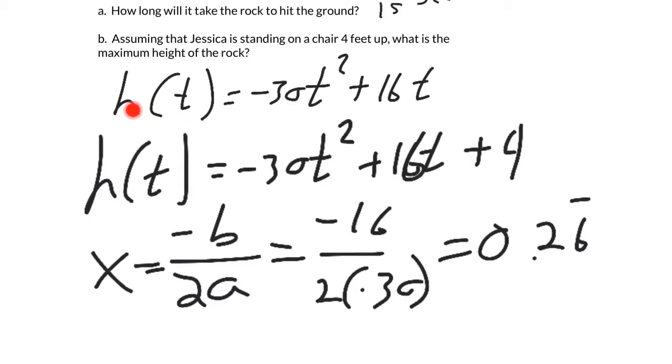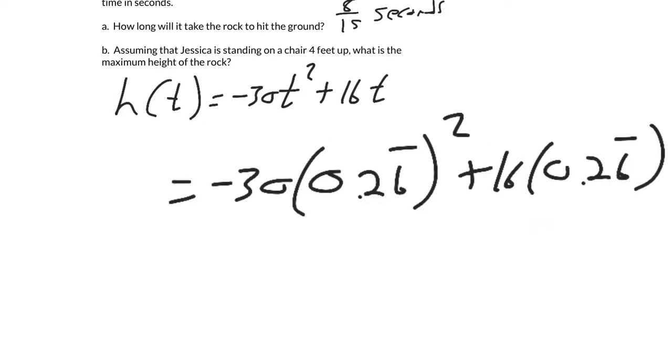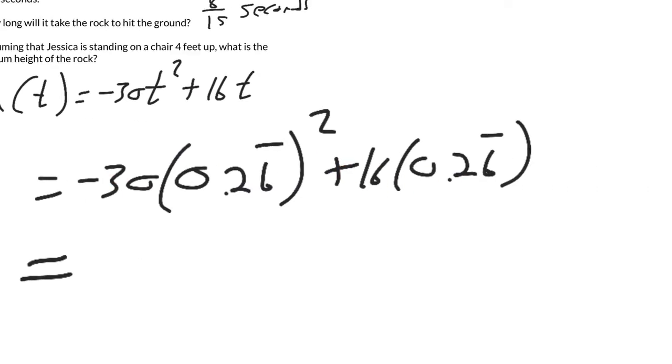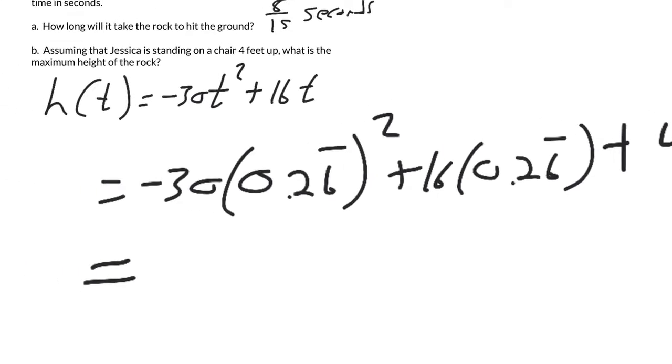We want to find out the h, so you need to take this location of the vertex and plug it back into the function. So I plugged in the location that we found, 0.26 repeating, into the function. And with a calculator, I'm going to do 0.26 repeating squared, then multiply by negative 30. Then I'll add this. Just realized there's something we need to add over here, because they're standing 4 feet up. So we need to have that plus 4 in the end.